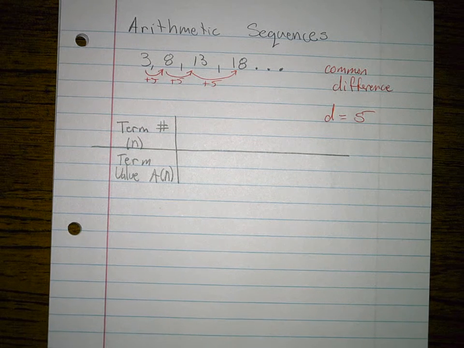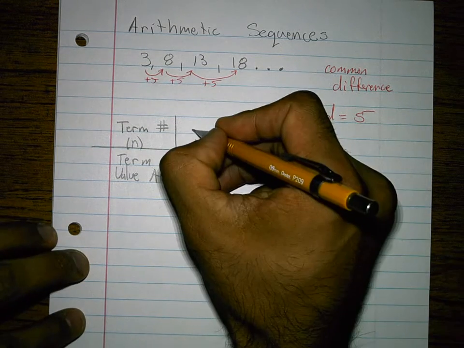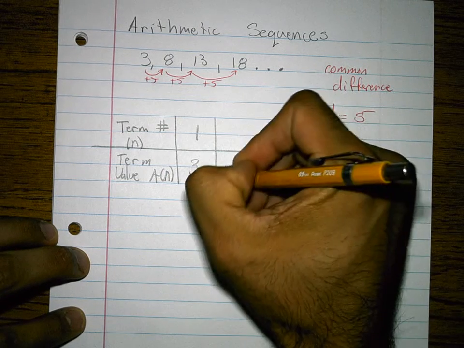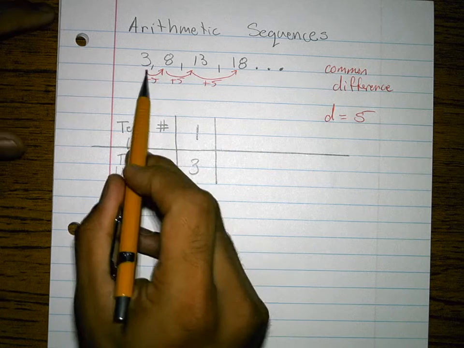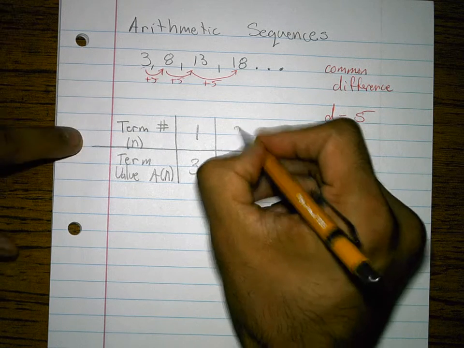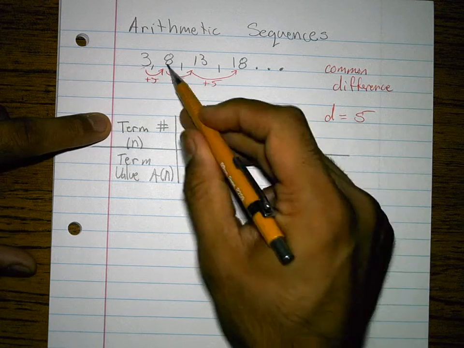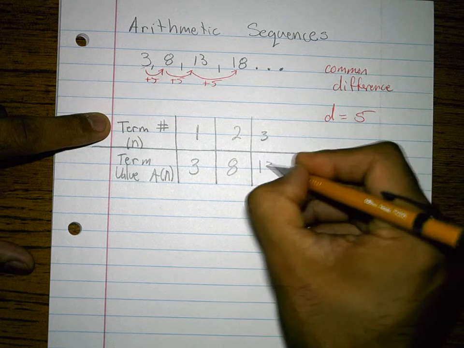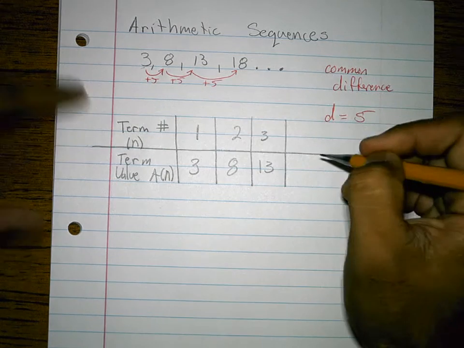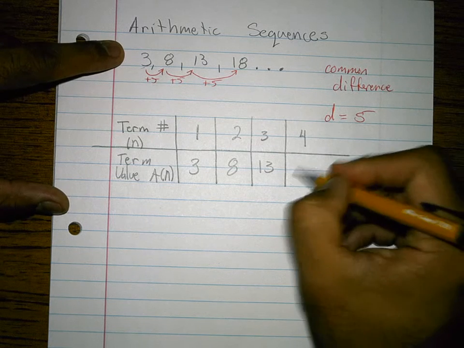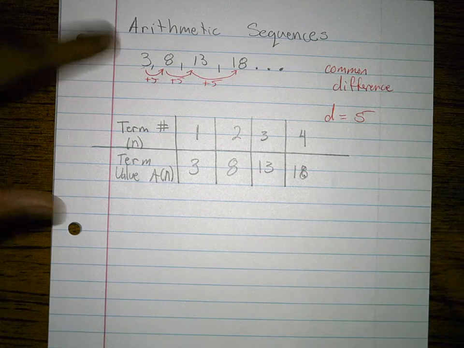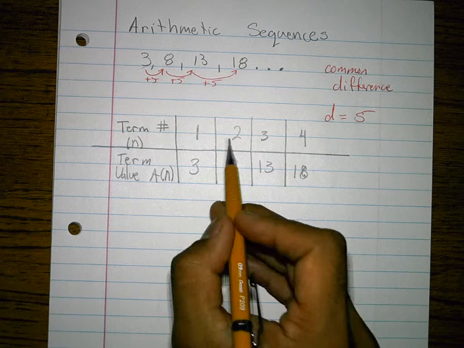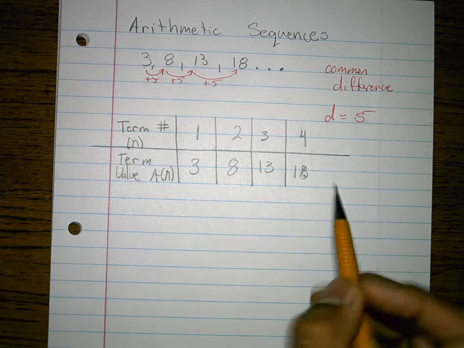So looking at this, the first term is 3. If you just look at my sequence here, the very first number is 3. The second term has a value of 8. And then the third term has a value of 13. And then the fourth term has a value of 18. So you can see these are the term values, what they actually are, and this is their number in which they pop up. So the fourth term is 18.